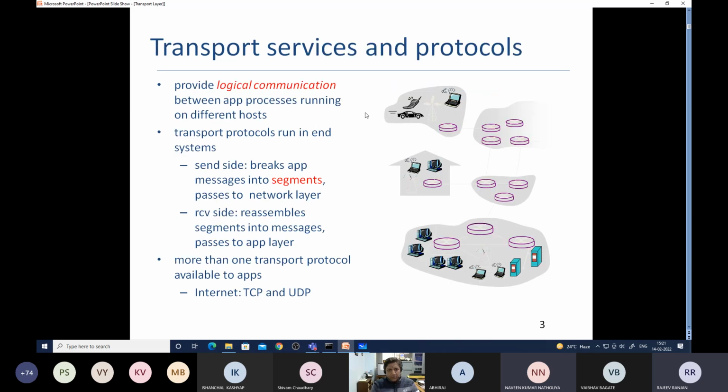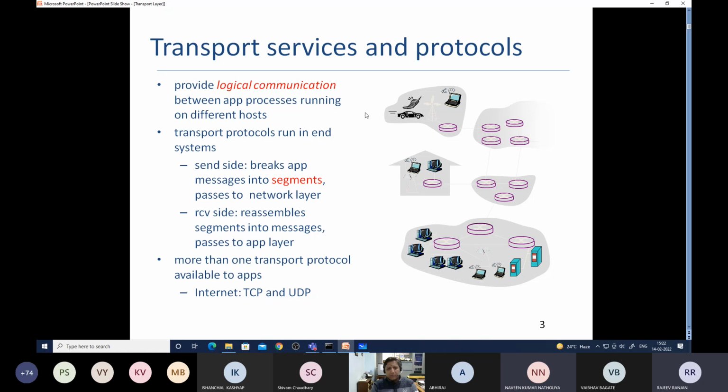Transport layer services and protocols. It provides logical communication between application processes running on different hosts. As I told you, transport protocols run in the end system. The sender side is going to break the messages into transport layer protocol data units, which are known as segments. These segments are then passed to the network layer. The receiver side is going to reassemble the segments into messages and pass the messages to the application layer.